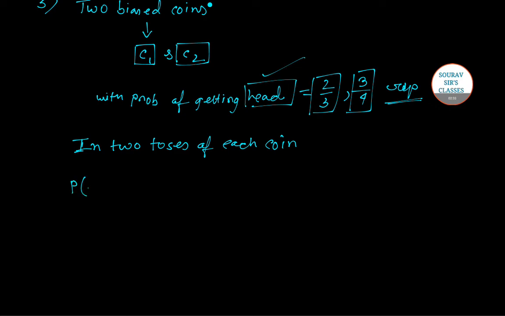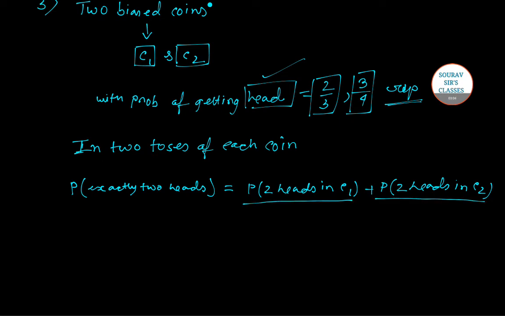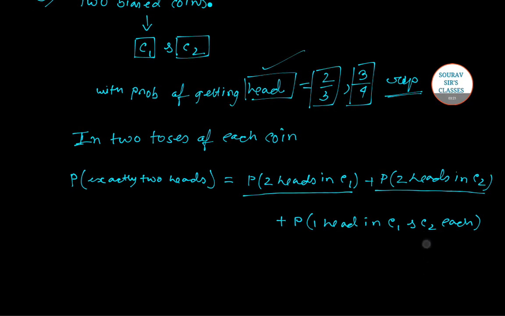the probability of exactly two heads is basically equal to the probability of two heads in C1 plus the probability of two heads in C2, plus the probability of one head in C1 and one head in C2 each.